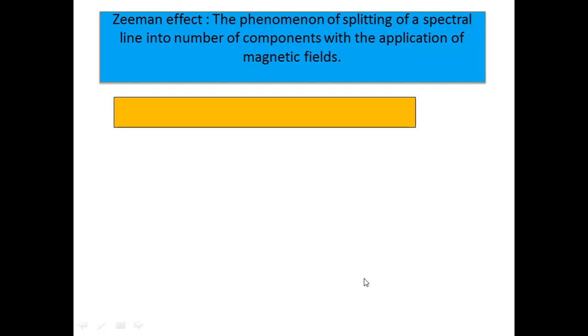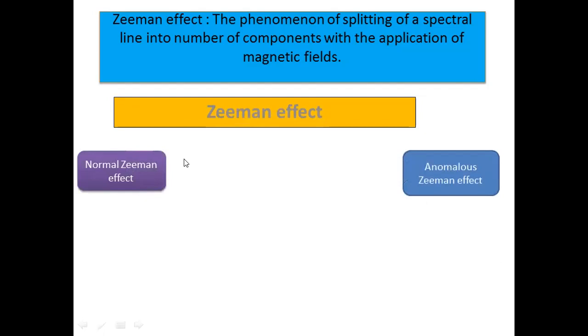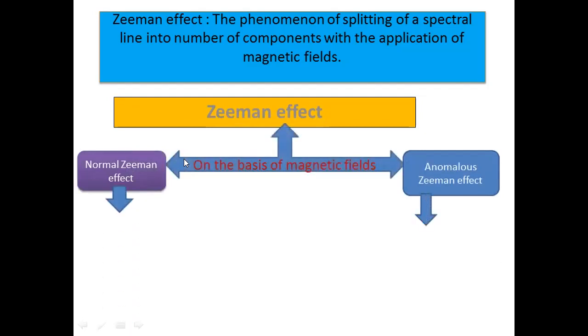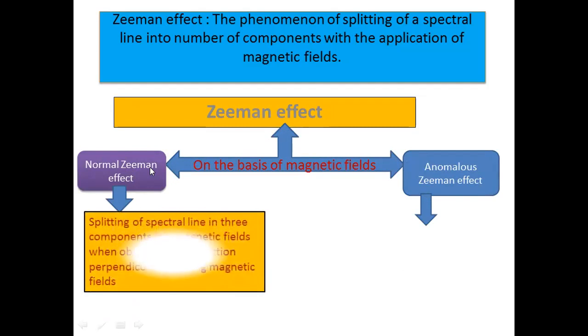That is, the Zeeman effect is a phenomenon of splitting of a spectral line into a number of components with the application of a magnetic field. The Zeeman effect can be categorized into two parts on the basis of the applied magnetic field. These are the normal Zeeman effect and the anomalous Zeeman effect. The normal Zeeman effect is when the spectral line splits into three components in the presence of a strong magnetic field.